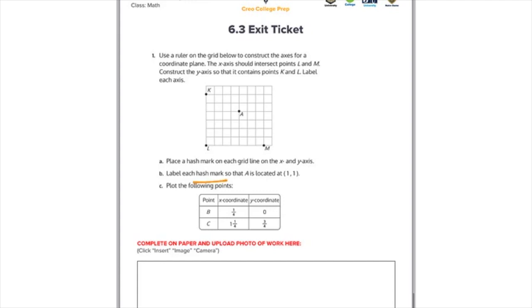Remember that a hash mark is what I was showing you before. It goes like this. Those are the hash marks.